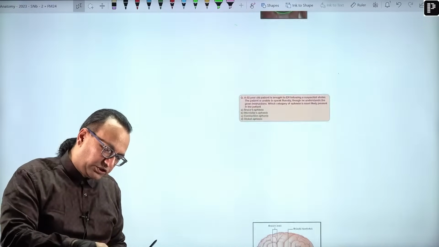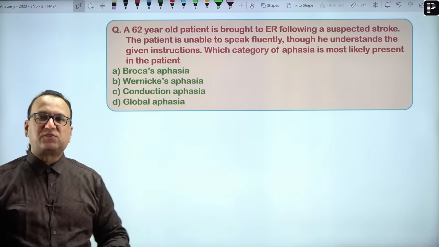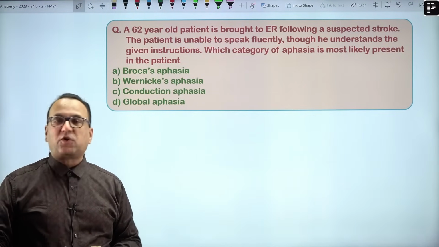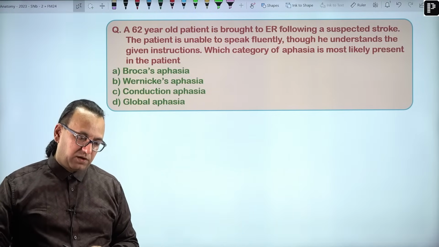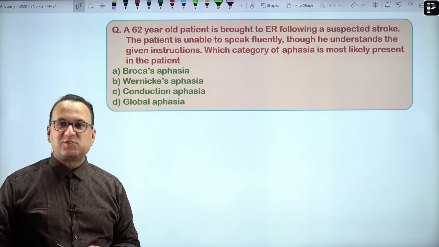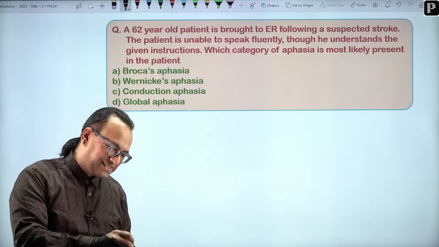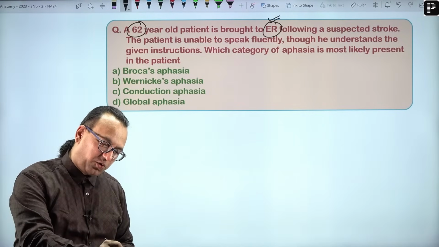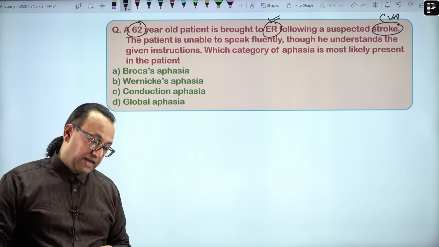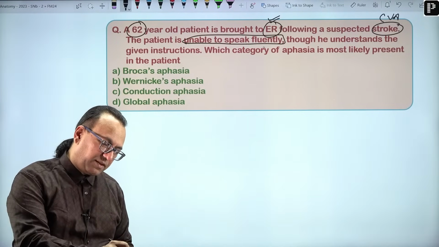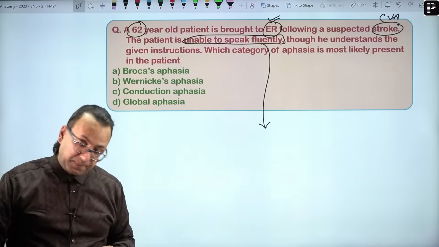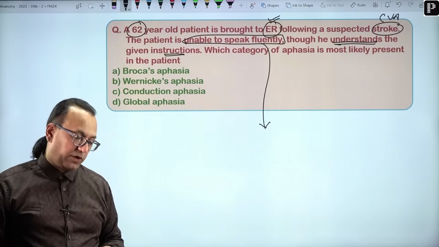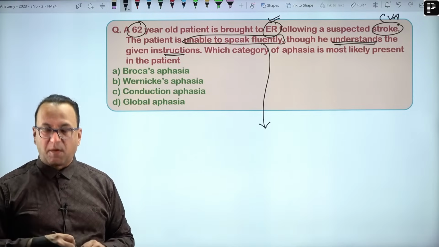Now coming to the next question, as I find most of these questions are usually discussed and you would have answered them correctly. Students have mentioned that most of the questions were within their comprehension level and there was no aphasia. But in this question, the patient is 62, quite old age, coming to the emergency room with suspected stroke, so cerebrovascular accident. Unable to speak fluently. The patient is unable to speak fluently, but he is capable of understanding the given instruction. So comprehension is okay, but fluency of speech is compromised.